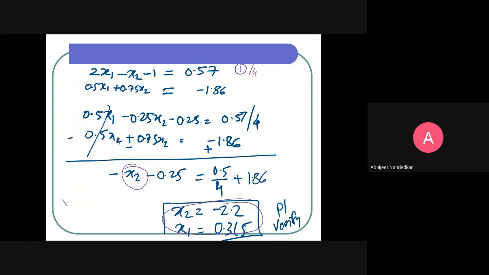So input x is 0.315 and minus 2.2. You can verify this answer. So this is how we backtrack: given the output of a neuron, we find the input of that neuron.